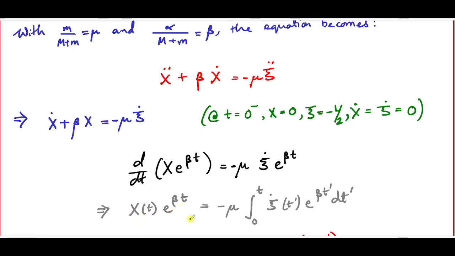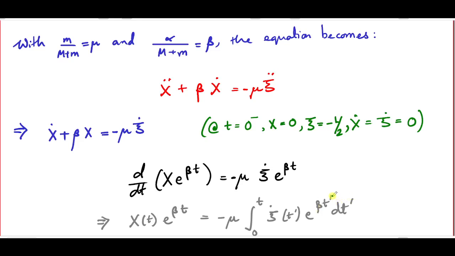Now this is your equation which can be integrated once again, rather trivially, to give you capital X of t e to the beta t minus capital X of 0 e to the beta times 0. You are integrating both sides of this equation from 0 to t, and of course capital X of 0 is 0, so that doesn't show up. It is minus mu integral from 0 to t of xi dot t prime e to the beta t prime dt prime. As you must have noticed, I have taken care to label the dummy variable of integration as t prime rather than t. t here is the time at which we are evaluating capital X of t, and I have changed the dummy variable to ensure that no confusion between the two arises.